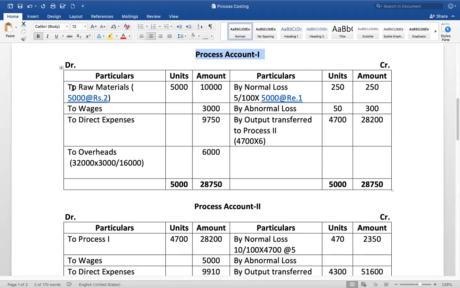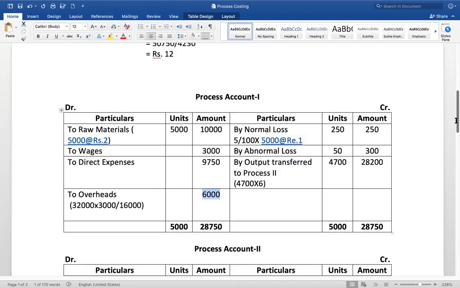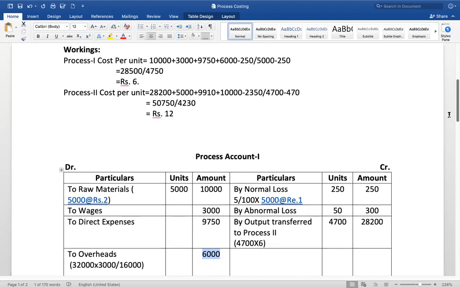What are they? Raw materials at 5,000 units. 5,000 units introduced, yes. You take 5,000 units in the unit column, and at 2 rupees, 5,000 into 2 comes to 10,000. That is the worth of the raw material introduced. And wages are given directly, right? 3,000 is the wage given. Direct expenses also are given directly, 9,750.